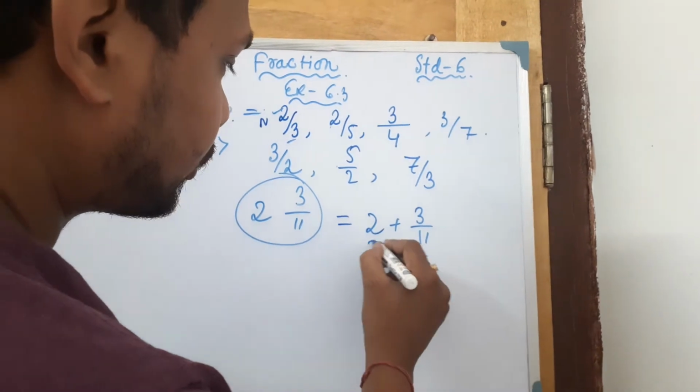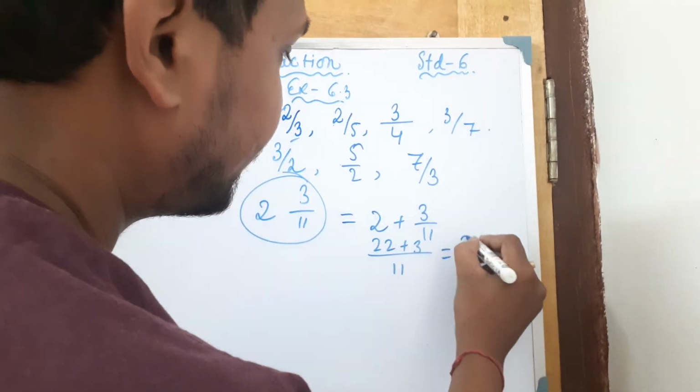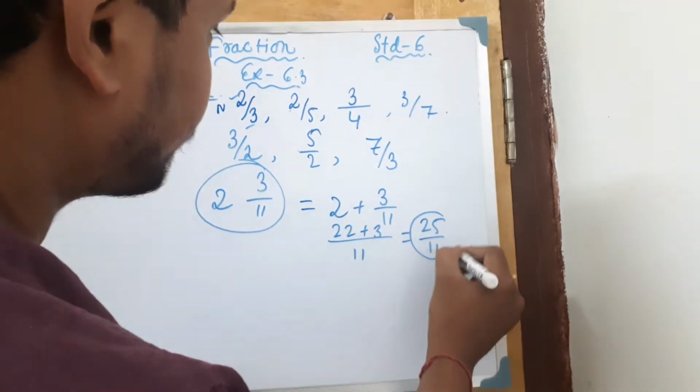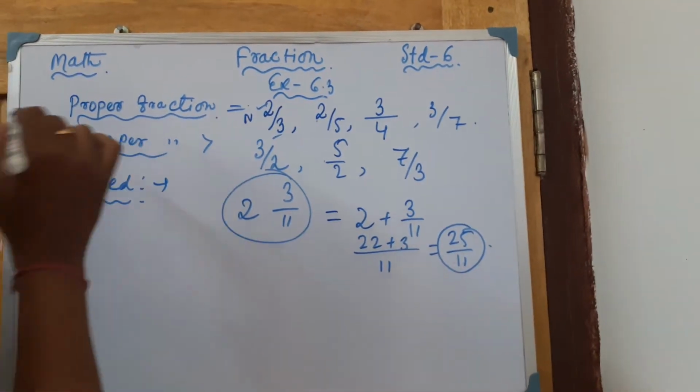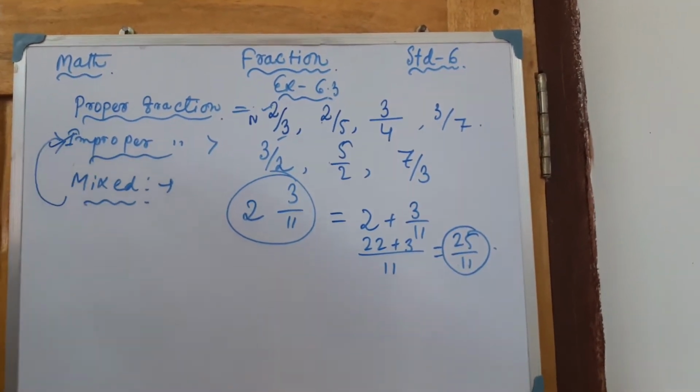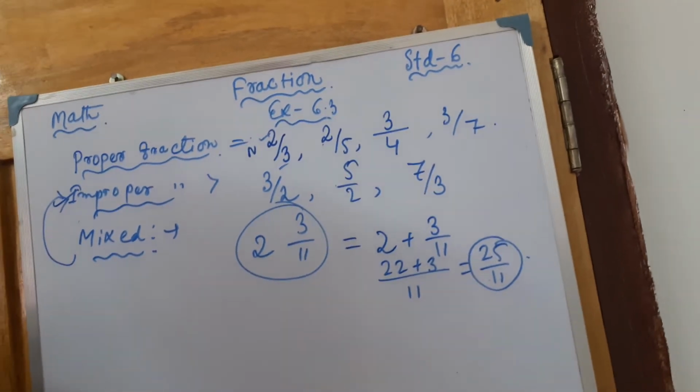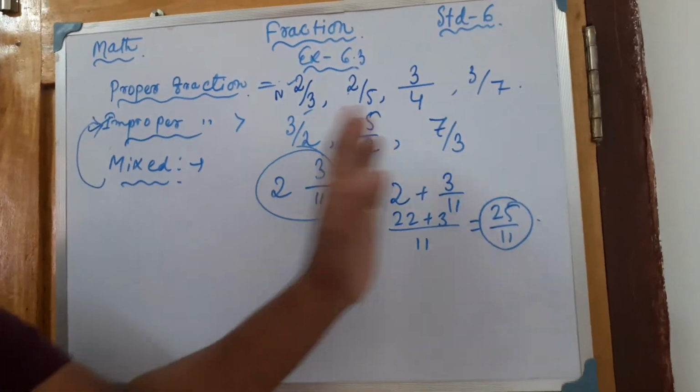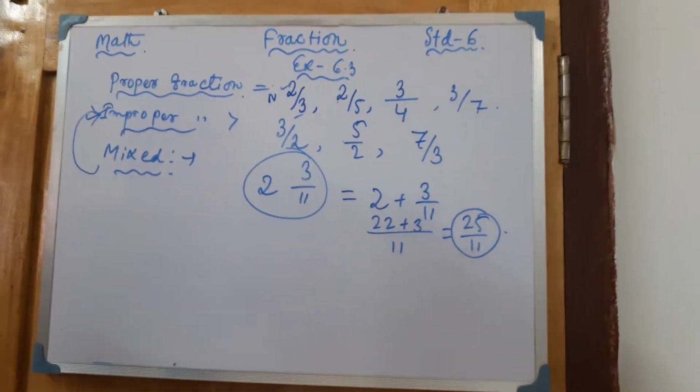That means 11 times 2 is 22, plus 3, so 25 divided by 11. So it is coming in the form of an improper fraction. So from mixed fraction to improper fraction, if a question comes, then it can be written in this way. Okay, so these are the things.